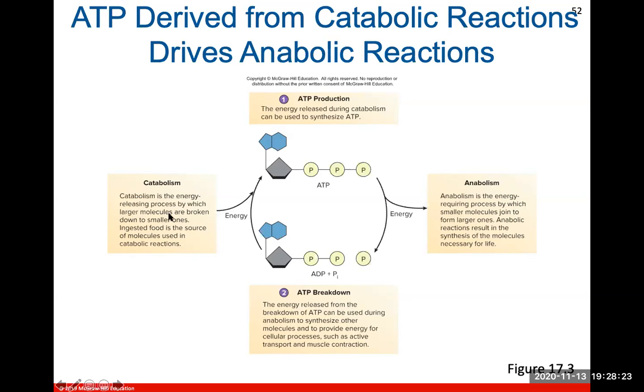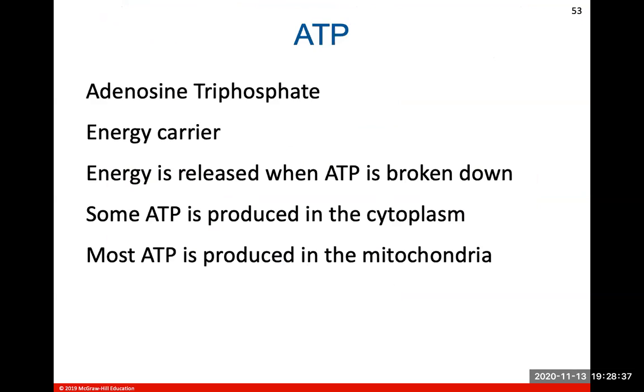And then catabolism is the energy releasing process by which larger molecules will be broken down to smaller ones. So ingested food will be the source of molecules used in catabolic reactions. So ATP is adenosine triphosphate. It's your body's source of energy throughout the entire body. It carries energy. Energy is released when ATP is broken down. Some ATP is produced in the cytoplasm of the cell, but most of our ATP is produced in the mitochondria of the cell.